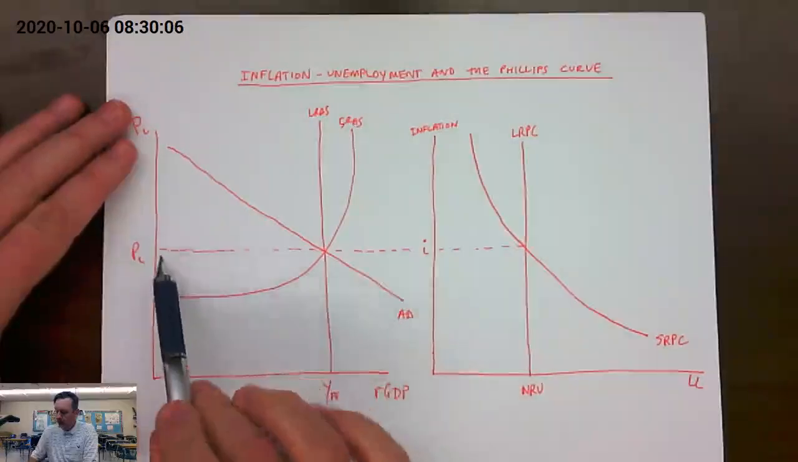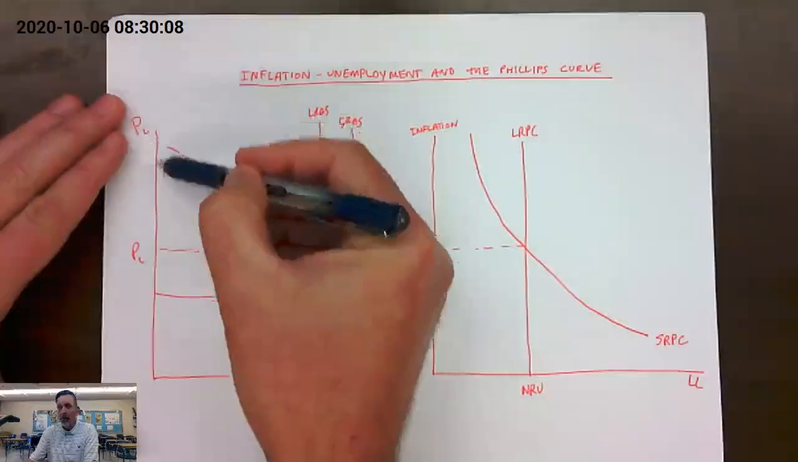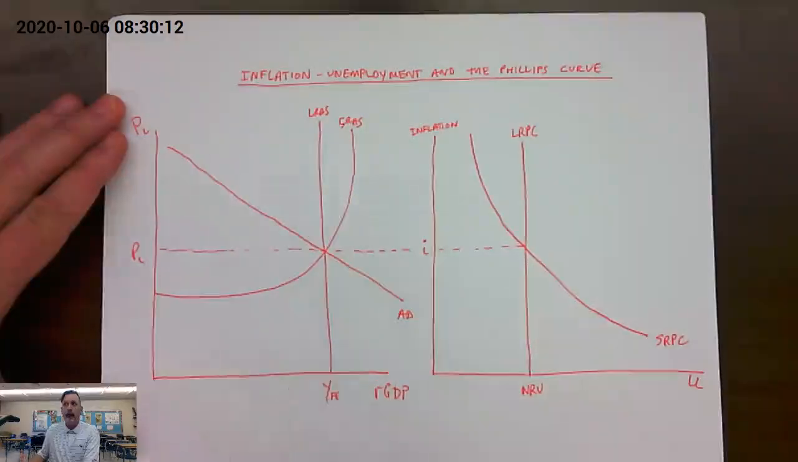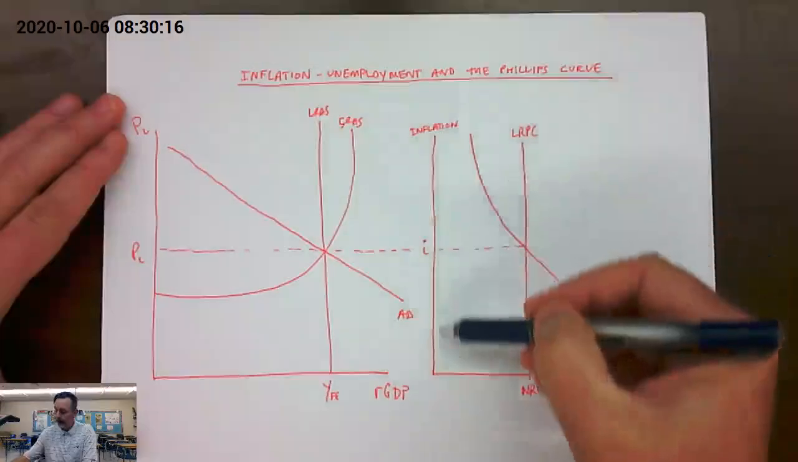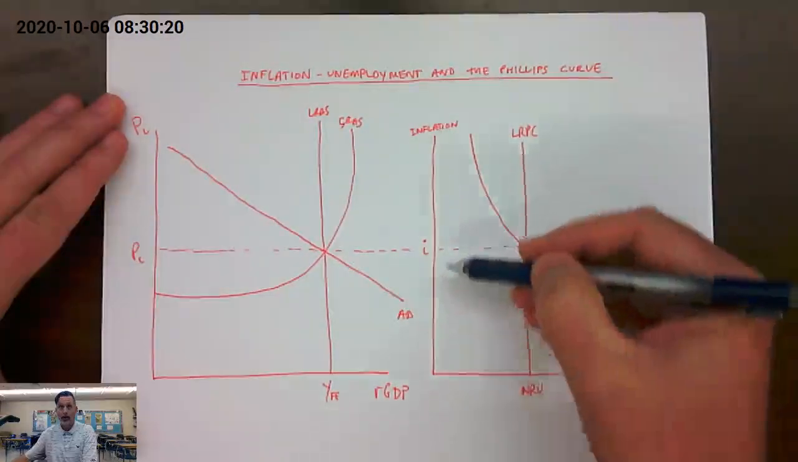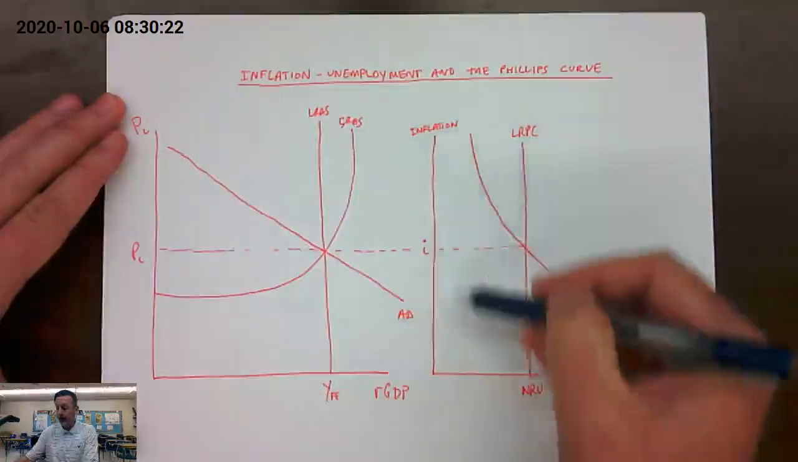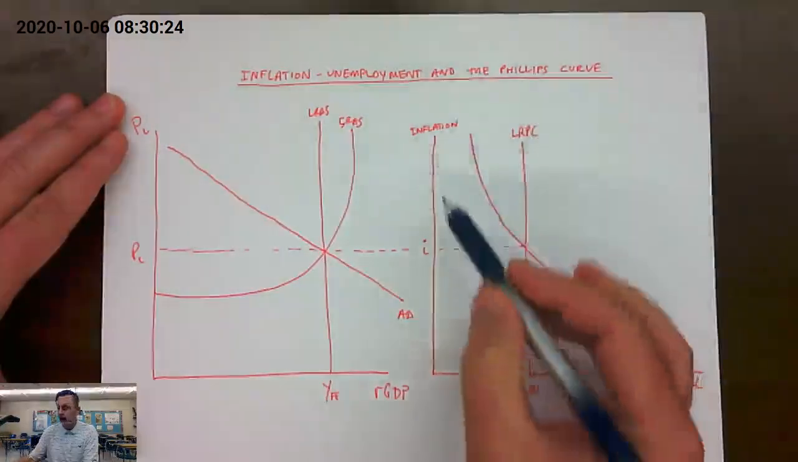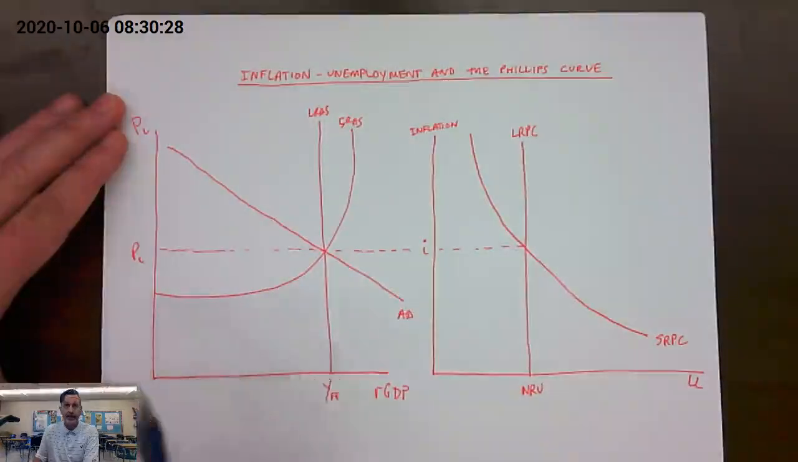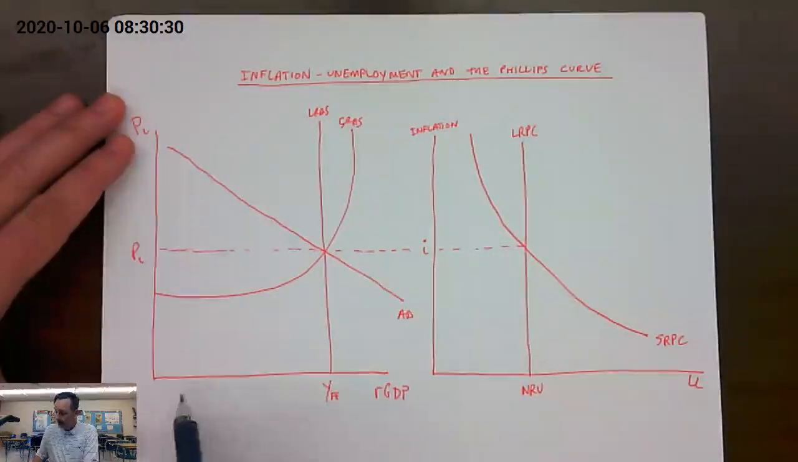So if we note this price level here, our price level is our vertical axis. Another way you can think about price level is in terms of inflation. So changes in price level are exactly changes in the inflation rate. This would simply be the percentage change of this price level, okay? And on this axis, we know that we have national output, or real GDP.